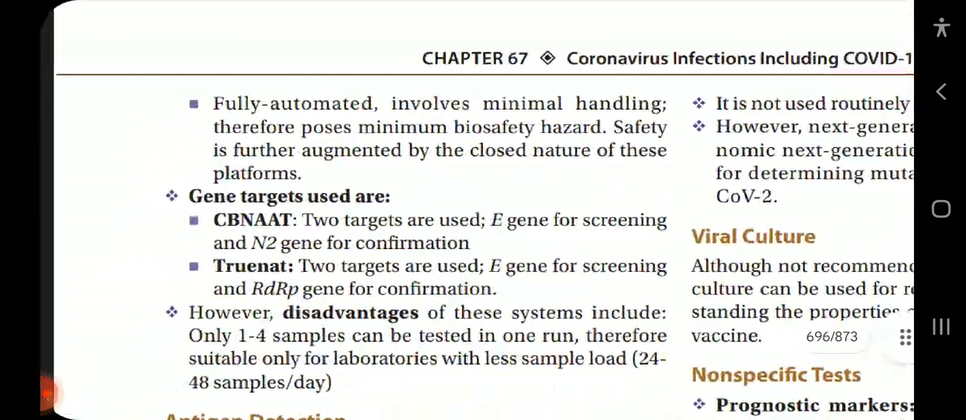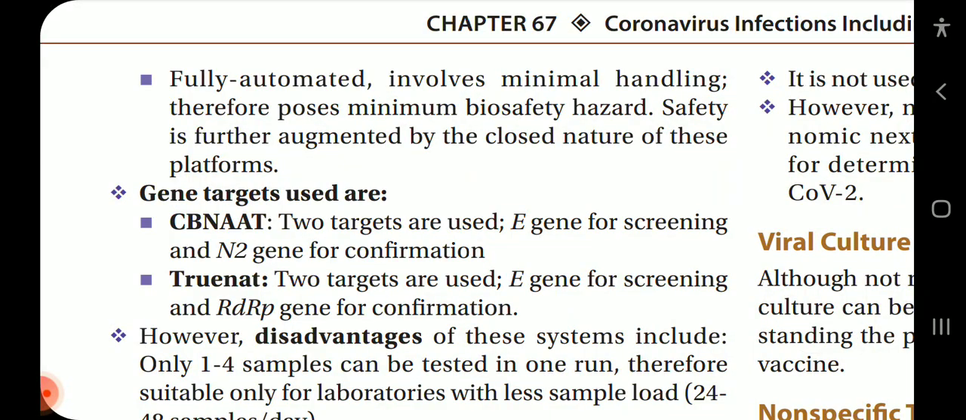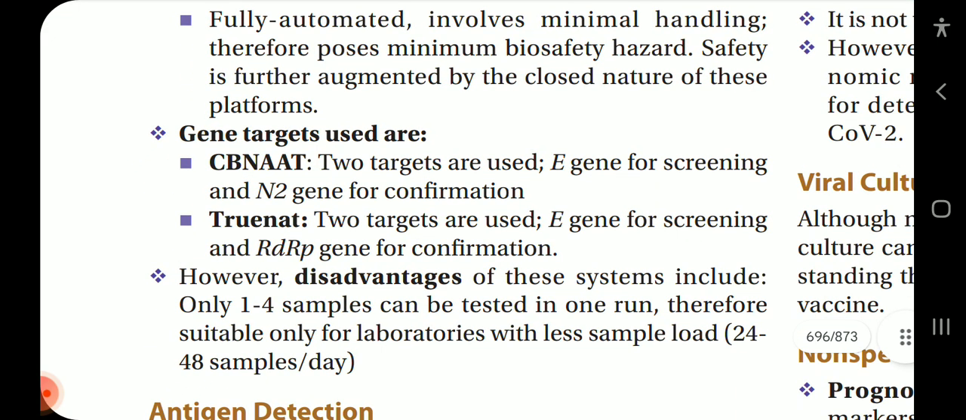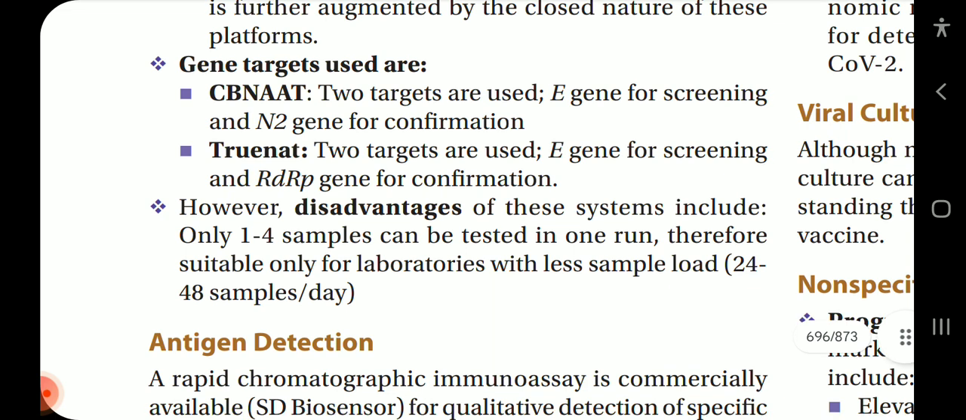Now coming on, the fully automated technique is RT-PCR, which involves minimal handling and therefore possesses minimum biosafety hazard. Safety is further augmented by the closed nature of the platforms. The targets used are: CBNAAT targets are E gene for screening and N2 gene for confirmation, and TrueNat targets are E gene for screening and RdRp gene for confirmation.